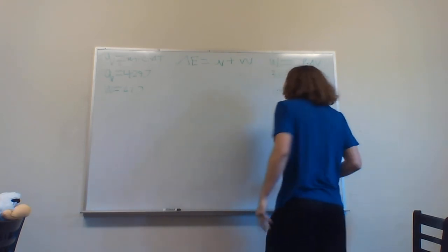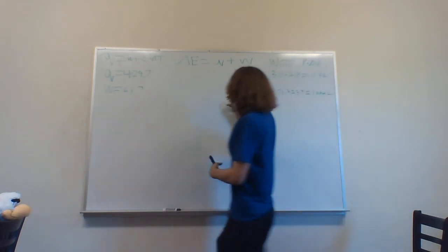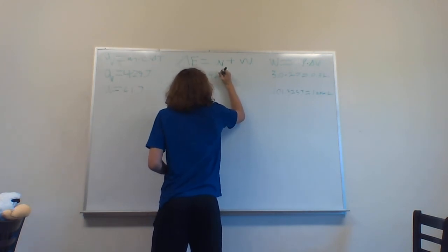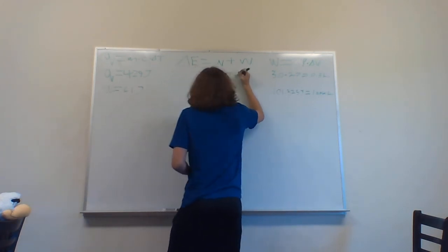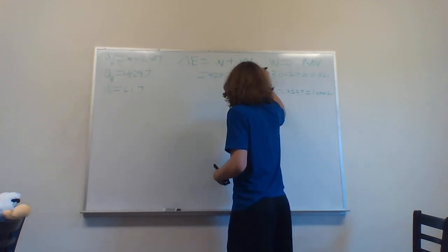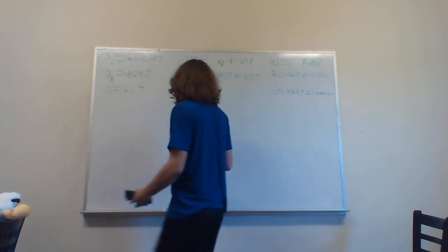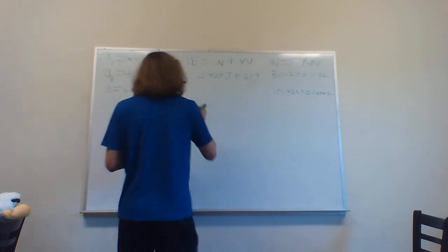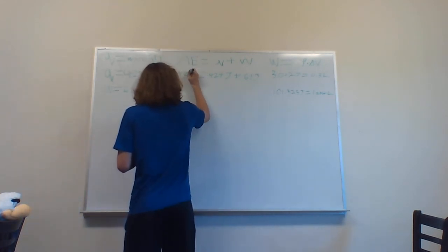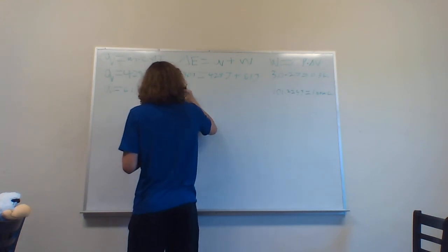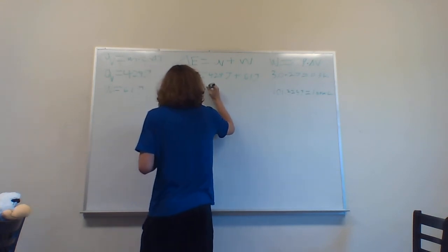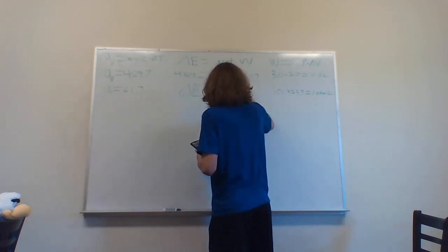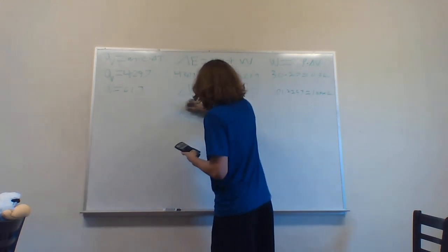Now we just plug into the formula. So 429 joules plus 61 joules is equal to, drum roll please, 490 joules. So our change in energy of the system, our internal energy, is 490 joules.